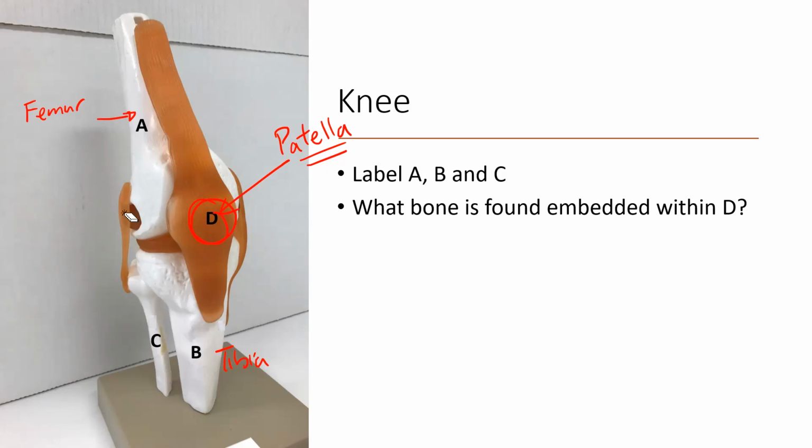And you have a bunch of other ligaments that help stabilize the knee. We will not worry about those. And over here, C, that's the fibula. So we have the main weight-bearing bone, the tibia, and then we have the fibula.